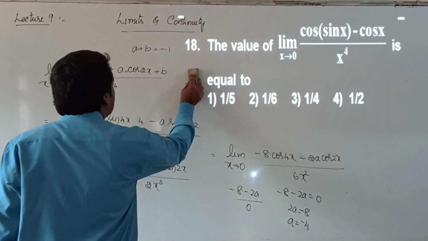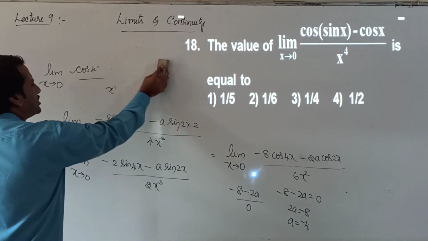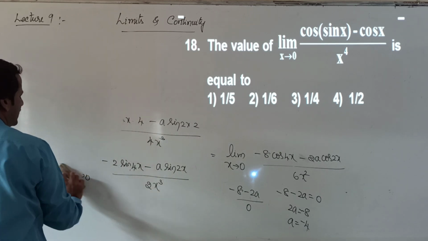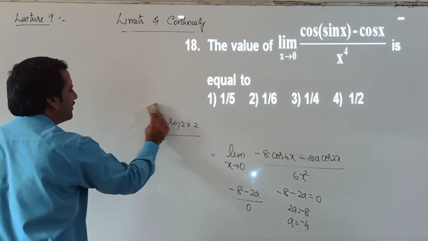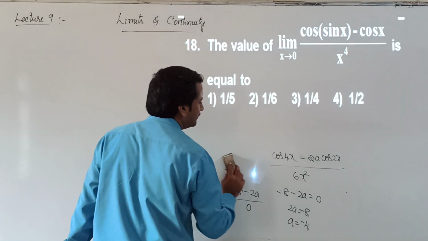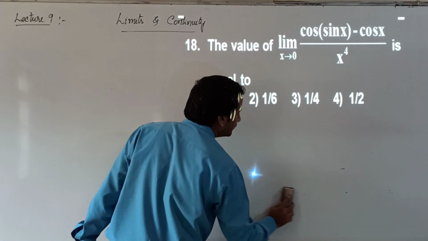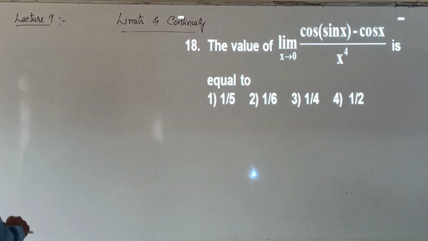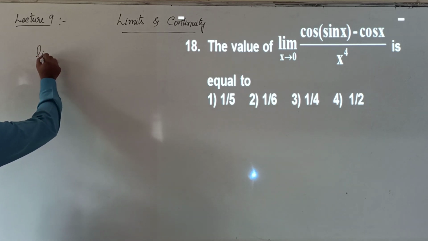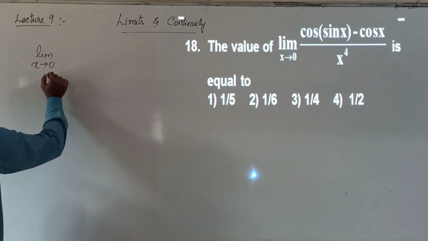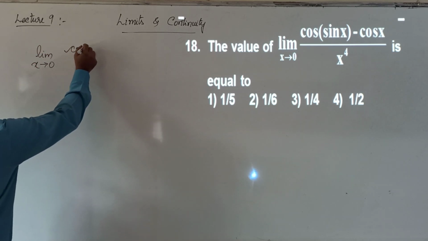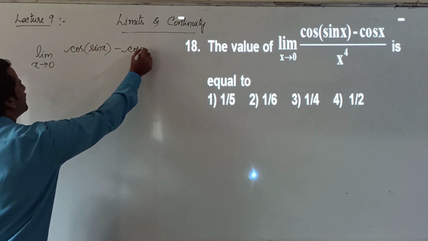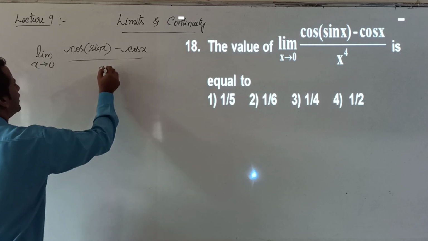18th. The value of limit x tends to 0, cos sin x minus cos x divided by x power 4 is: limit x tends to 0, cos sin x minus cos x divided by x power 4.